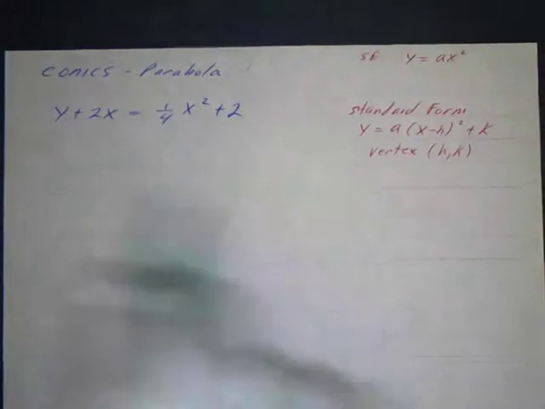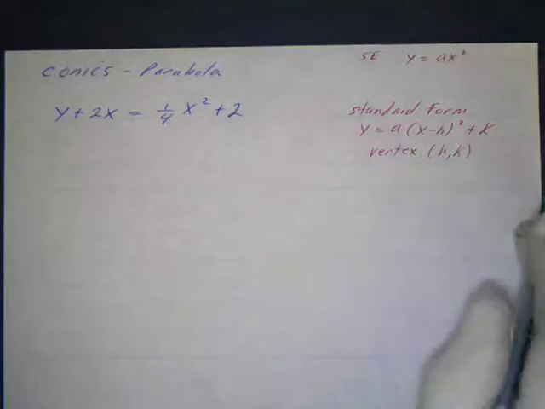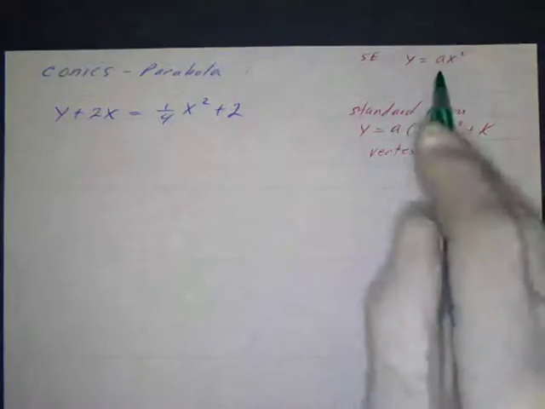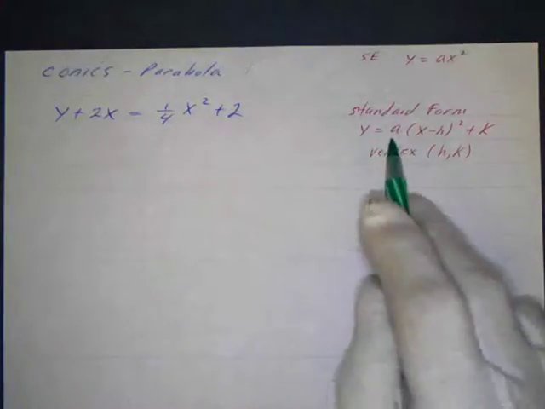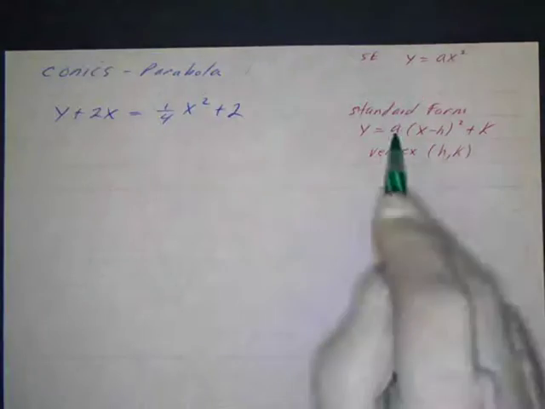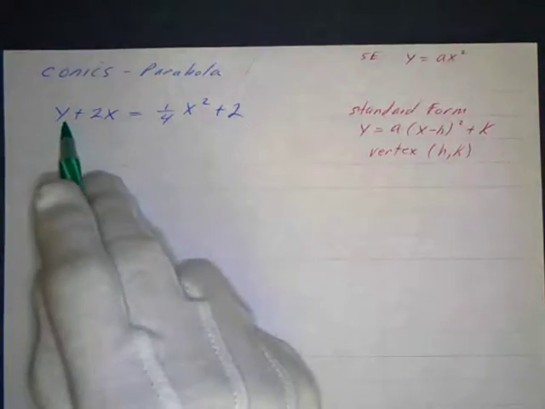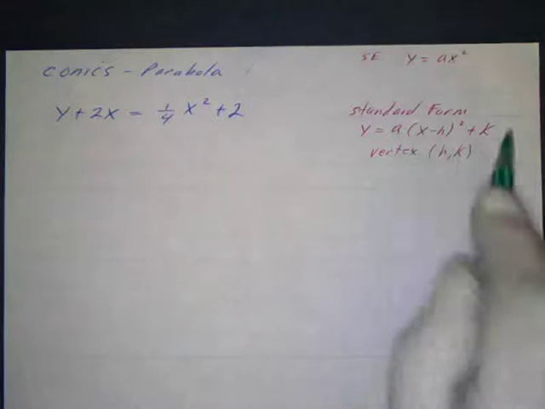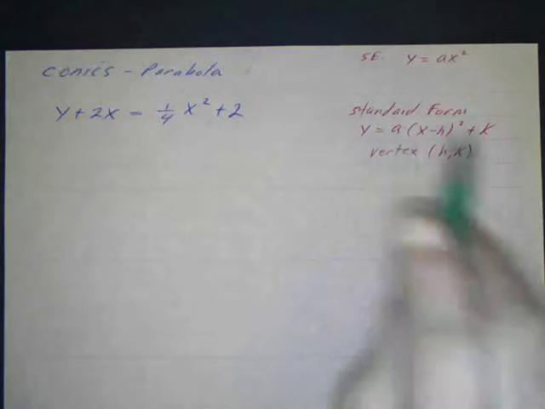So first of all, we want to get this in standard form, which is going to be y equals form, y equals ax squared form, or y equals a times x minus h squared plus k. Now we know it's going to be in this form because we have just y to the first power and an x to the second power. We can reverse the x and y if we have a y squared, but we have an x squared, so we're going to do thusly.